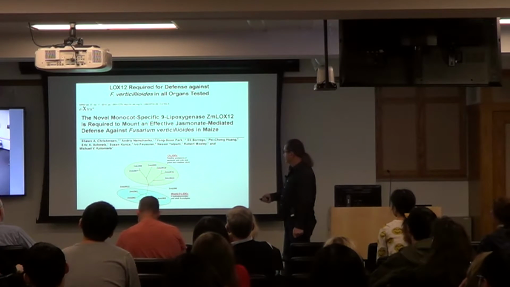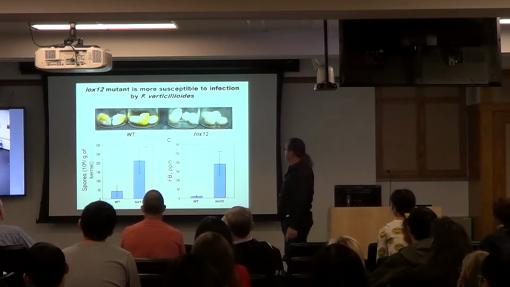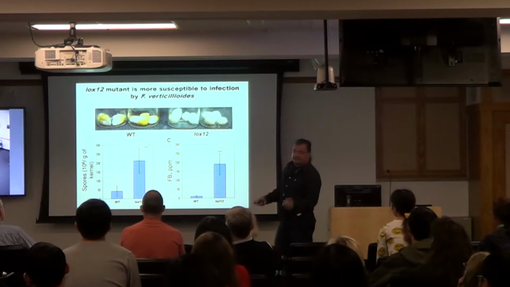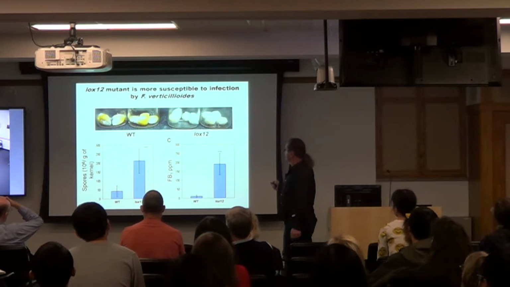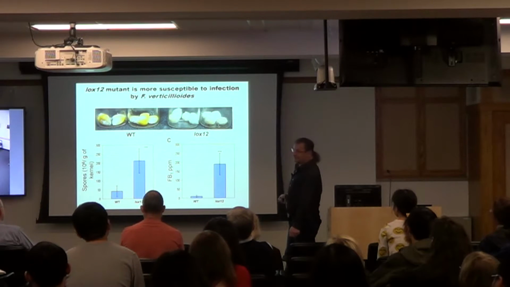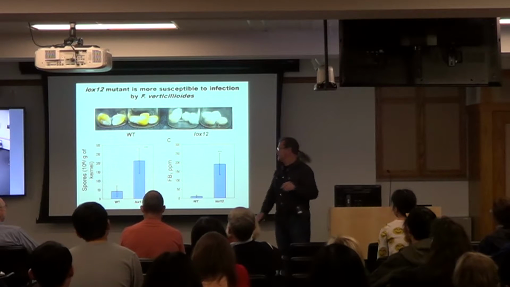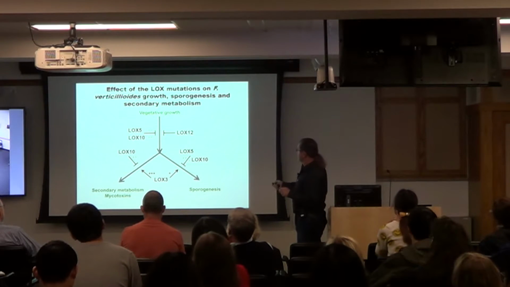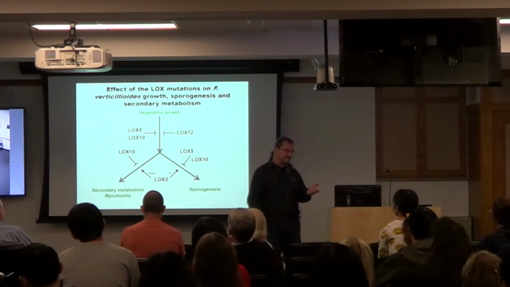So LOX12 is here. It's not a switching block, so it could not be involved in JA biosynthesis. The LOX12 mutant, similarly to LOX5 and LOX10, is also heavily colonized by Fusarium. And in this case, Fusarium produces a lot more of both spores and fumonisins. Probably the function of LOX12-derived oxylipins is to regulate vegetative growth. So how does LOX12 do it?